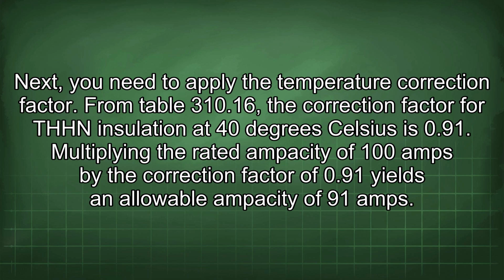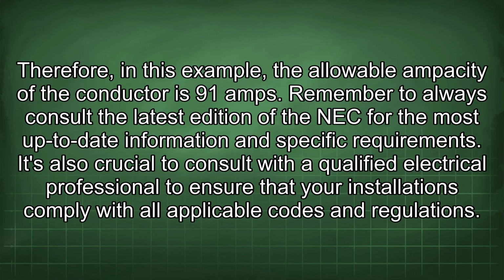From table 310.16, the correction factor for THHN insulation at 40 degrees Celsius is 0.91. Multiplying the rated ampacity of 100 amps by the correction factor of 0.91 yields an allowable ampacity of 91 amps. Therefore, in this example, the allowable ampacity of the conductor is 91 amps. Remember to always consult the latest edition of the NEC for the most up-to-date information and specific requirements. It's also crucial to consult with a qualified electrical professional to ensure that your installations comply with all applicable codes and regulations.